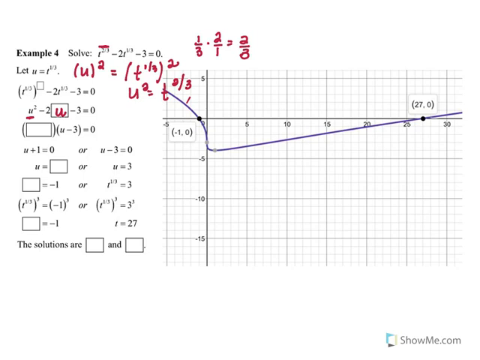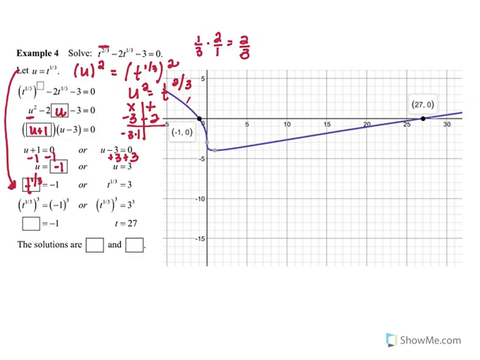So I can factor now. Find two numbers that multiply to -3 and add to -2. Looks like -3 times 1. So I'll have u plus 1 times u minus 3, setting each factored piece equal to 0. I have u plus 1 is 0 or u minus 3 is 0. Solving for u, I'll subtract 1 and add 3. So u is equal to -1 and u is equal to 3. But we're solving for t, not for u. So I need to plug back into t. So t to the 1/3 is -1 and t to the 1/3 is 3.